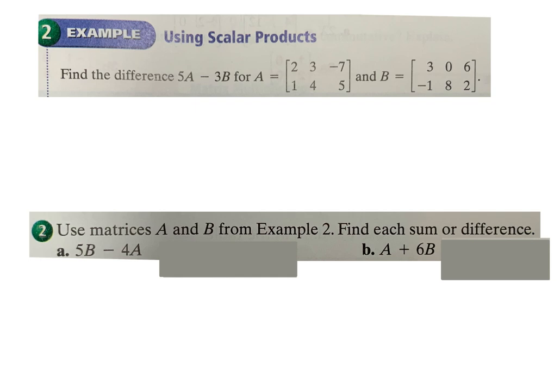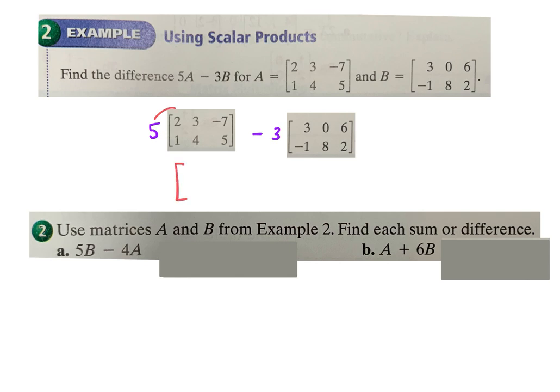If they had parentheses, you would do order of operations there too. So when you have 5A minus 3B, you're going to multiply the 5 times the A first. You're going to multiply the 3 times the B, and then you're going to subtract those two answers. It works just like anything else in order of operations. So do your multiplication first, then do your subtraction. Pay attention to your positives and negatives. When you distribute this one, you're just distributing a 5. So we have 10, 15, negative 35, 5, 20, and 25.